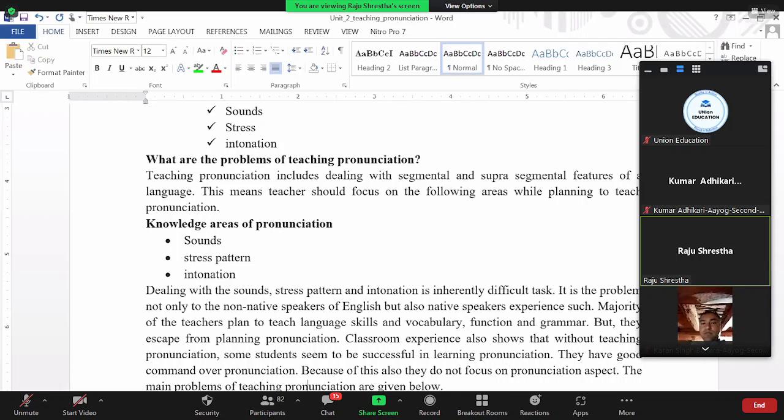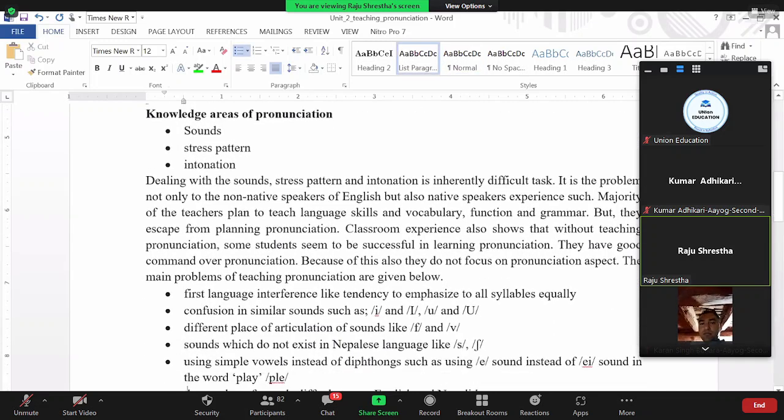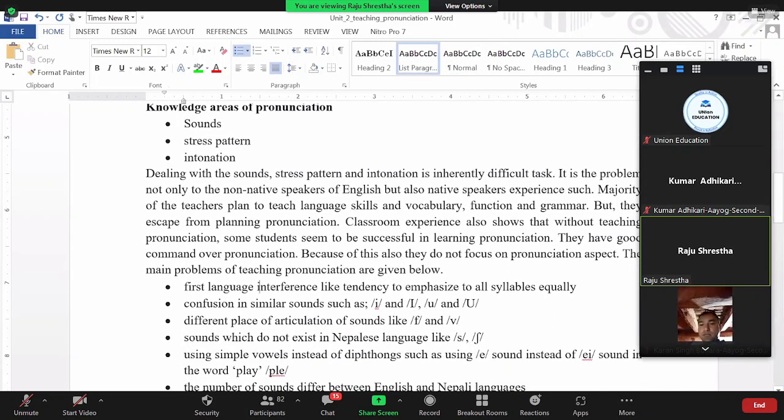The main problems of teaching pronunciation are given below. First, language interference, like the tendency to emphasize all syllables equally. Nepali language gives equal emphasis to all syllables; when we speak Nepali it does not go up and down, it just flows. But when we speak English, it should go up and down, a kind of music, rhythm should be created. We find it difficult to speak that way.